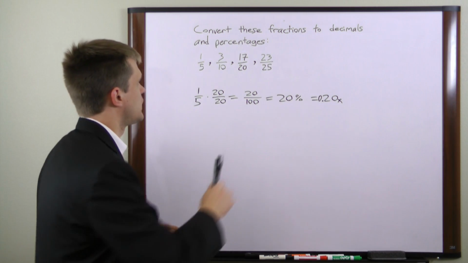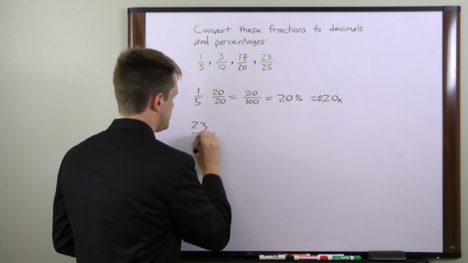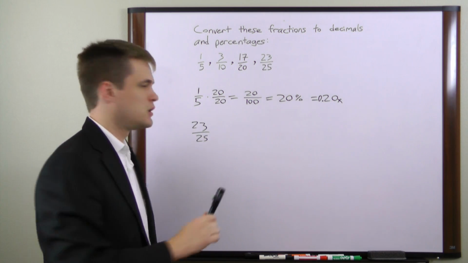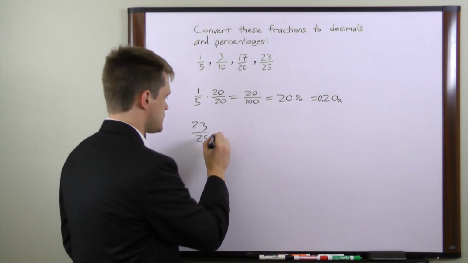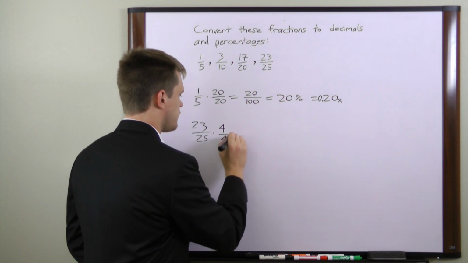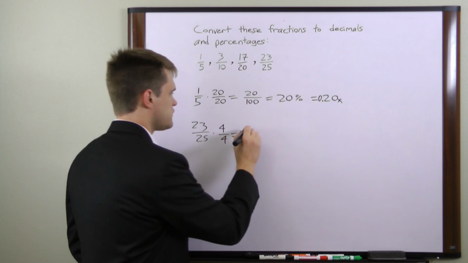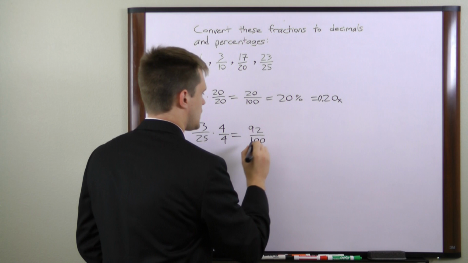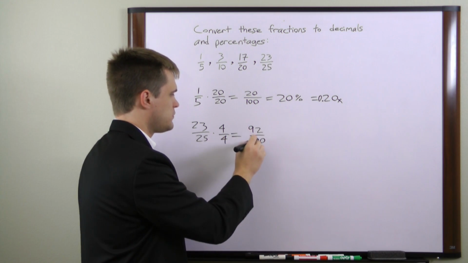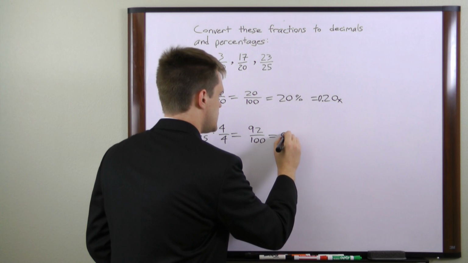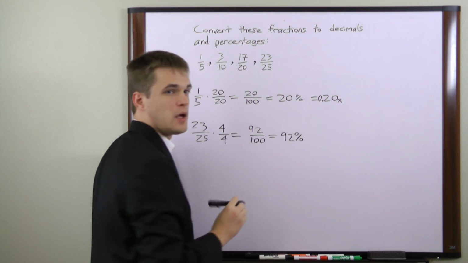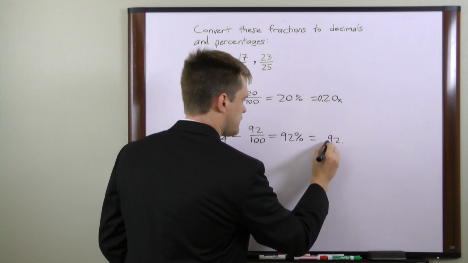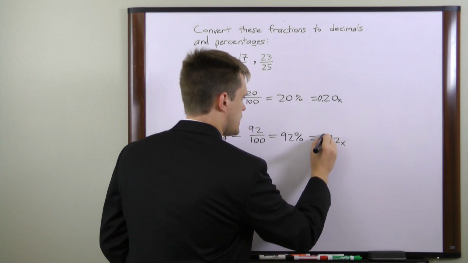Let's take one more example. 23 over 25. Now, to get your denominator to 100 in this case, we need to multiply on top and bottom by 4. So 23 over 25 times 4 over 4 is equal to 23 times 4 is 92. 25 times 4 is 100. So we've got it in the form we need, 92 over 100. So we can write it as a percentage, 92%, and as a decimal, 92. Move the decimal point 2 places to the left, right there, and add a 0.